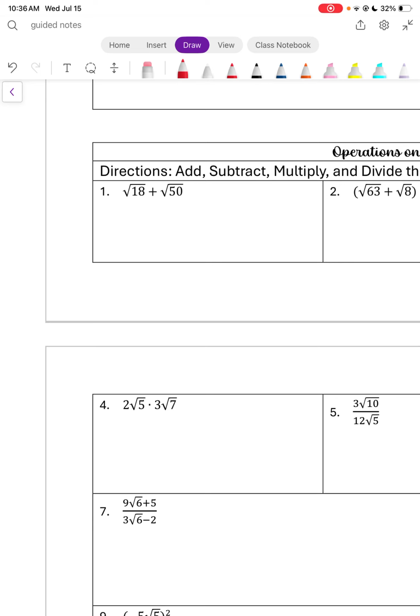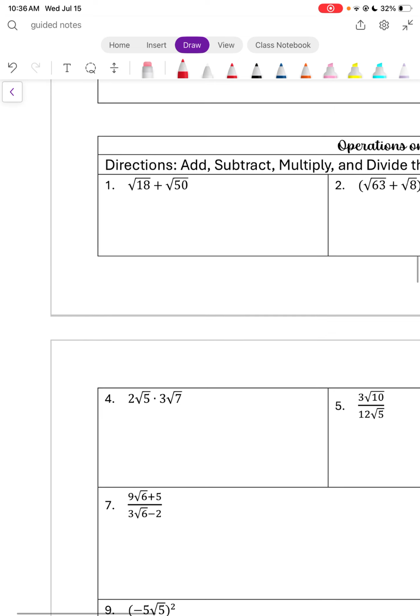Okay, let's add and subtract and perform operations on irrational numbers, radical numbers. So, quick reminder, you can only add and subtract when things are alike. When you add or subtract them, they stay alike. Root 18 and root 50 are not alike. So therefore, quick reminder on how to simplify radicals. Sometimes it works, sometimes it won't.